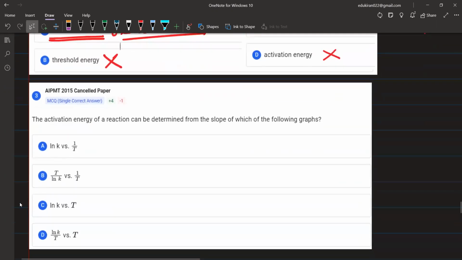Now this is again from the previous questions. Similarly, the activation energy of a reaction can be determined from the slope of which of the following graphs? ln K versus T? ln K versus 1 upon T.